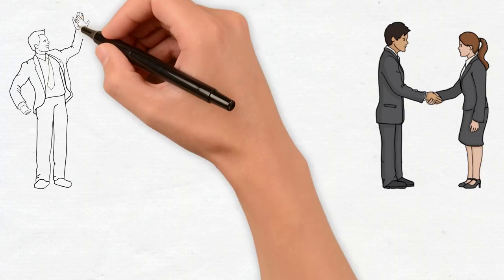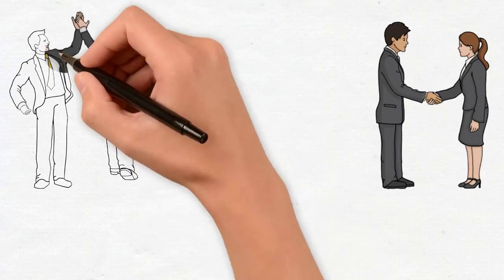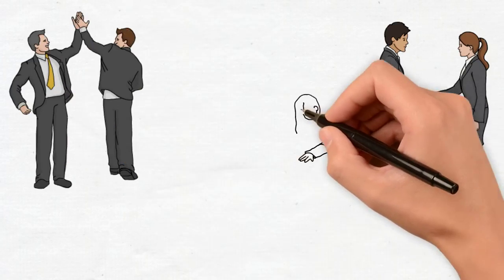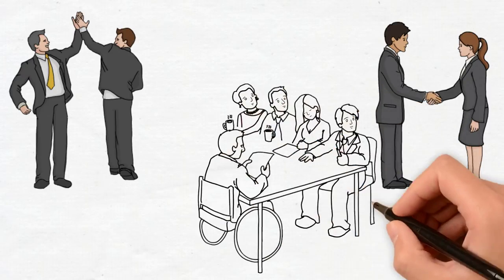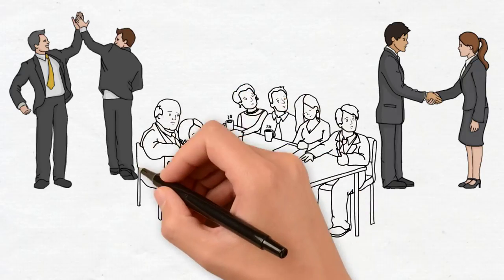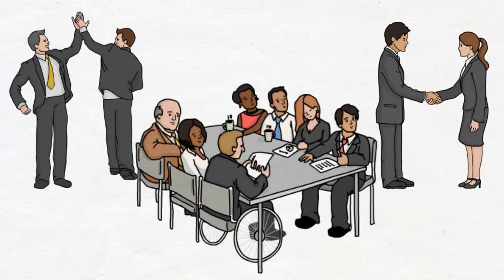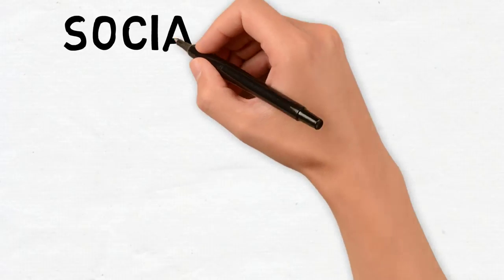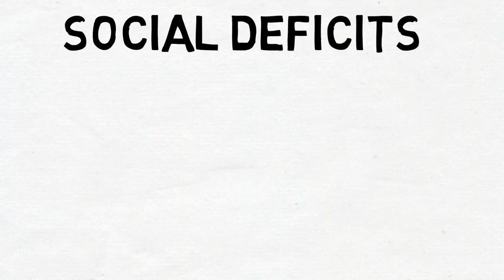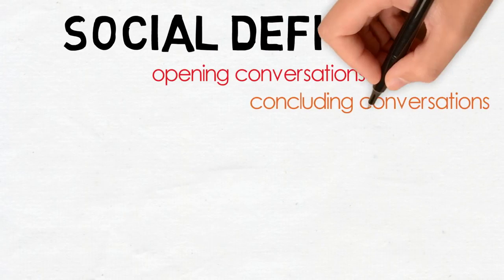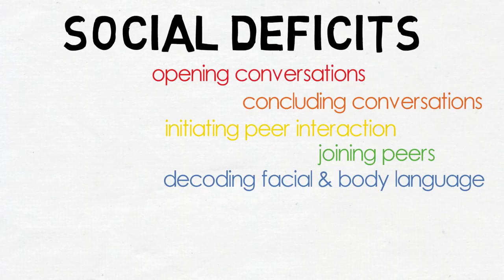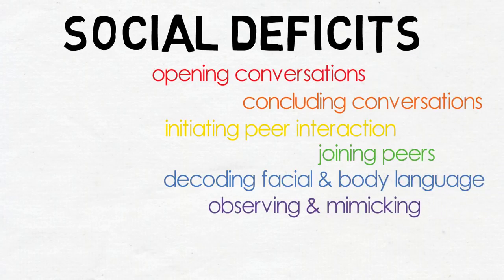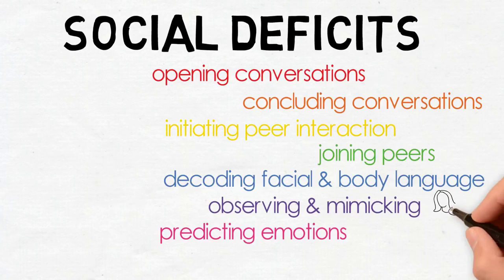Children and adults with ASD sometimes scan faces more than typical developers do, spend less time looking at people in the eyes, and spend more time looking at people's mouths. It's not that every individual doesn't want to relate with people, it's just that they could simply be lacking the skills to develop peer relationships. Common social deficits include the ability to open and conclude conversations, initiating peer interaction, joining peers while playing, decoding facial and body language, observing and mimicking appropriate social behavior, and predicting and understanding peers' emotions.